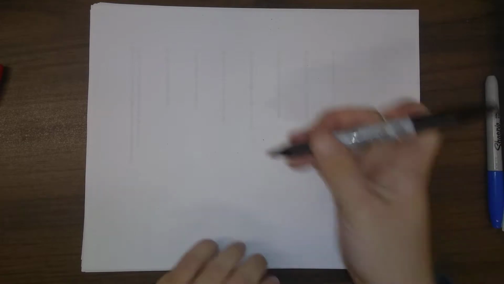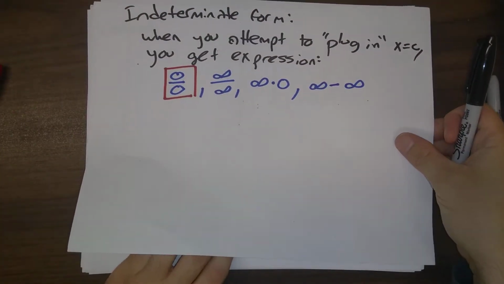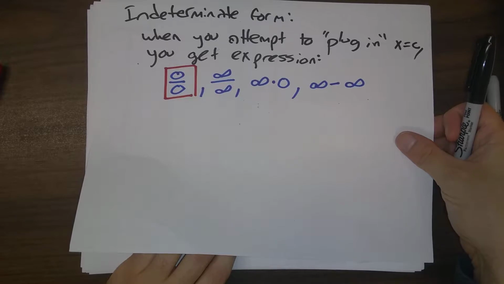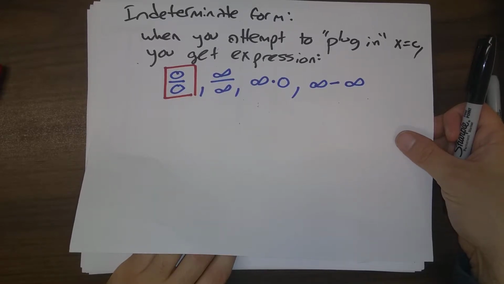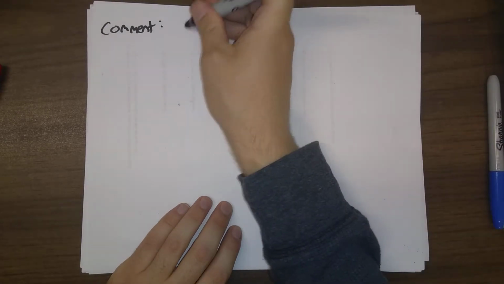One last comment and one last example from section 2.5. So the comment is that so far we talked about how there are 4 different possible indeterminate forms to think about right now: 0 over 0, infinity over infinity, infinity times 0, and infinity minus infinity.